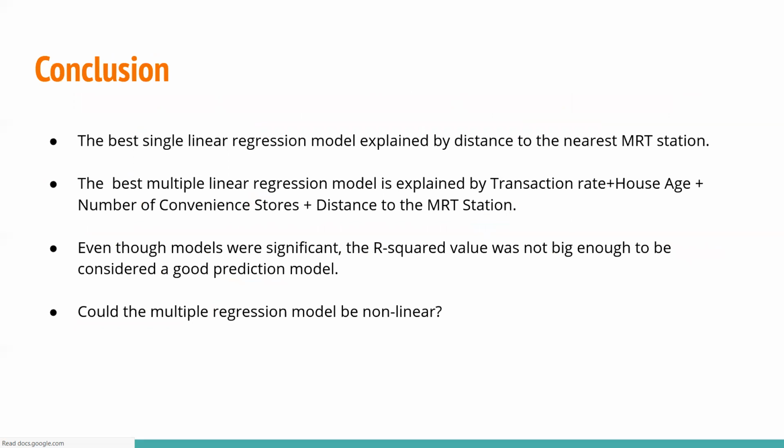And finally, to conclude our work, the best single linear regression model is established by studying the relationship between the nearest MRT station and the house prices. This is going to be our single variable of choice. And from a multiple linear regression model perspective, we choose the transaction rate, house age, number of convenience stores, and the distance to the MRT station. We decided to rule out the longitude and the latitude because they are not relevant to our model.